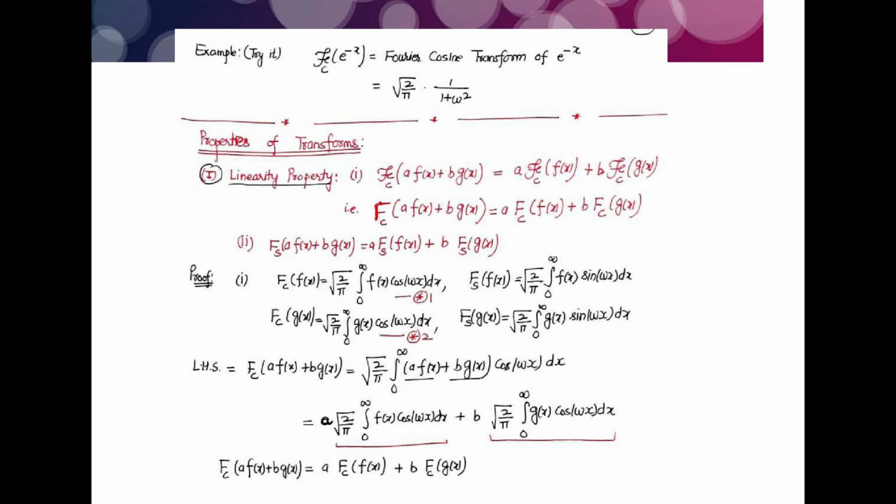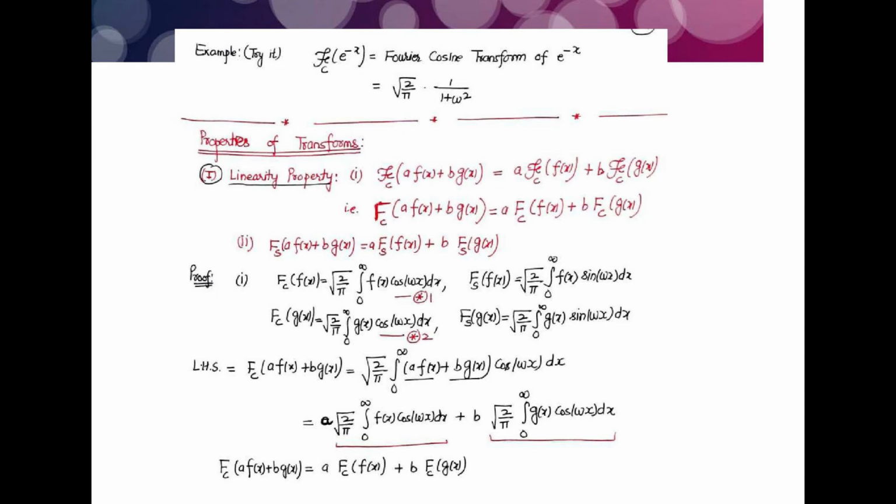So I am proving the first one. The second part will be on the same lines. So by definition, the Fourier cosine transform of f of x is given by the first expression, that is square root 2 upon pi, integral 0 to infinity, f of x cos of wx dx. And similarly, we can define the Fourier cosine transform of g of x.